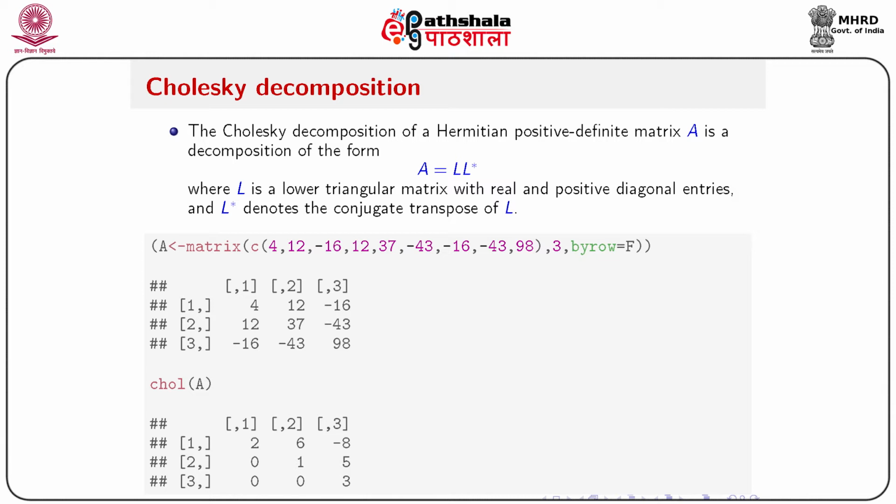Here A is again a 3 by 3 matrix that I am assigning for the demonstration by the matrix function. For the Cholesky decomposition you just use the function chol. If you just pass the matrix within the chol function, it will give you the Cholesky decomposition, that means it will give you the L, and you can get easily the conjugate transpose.